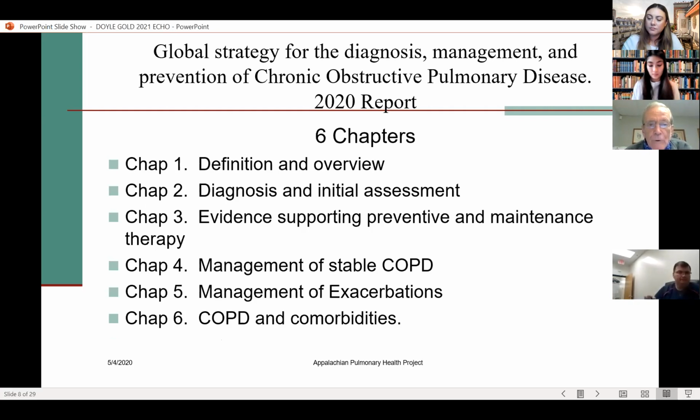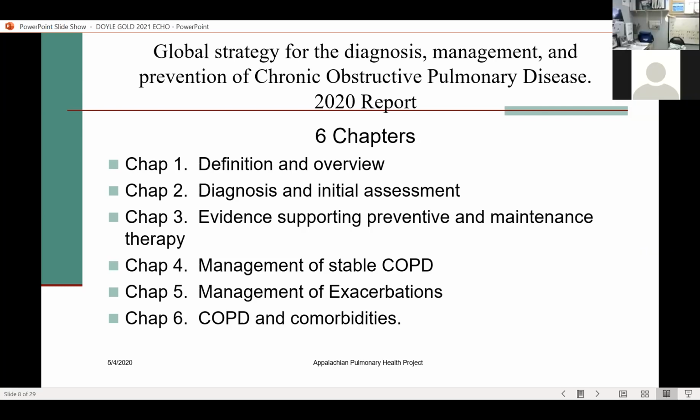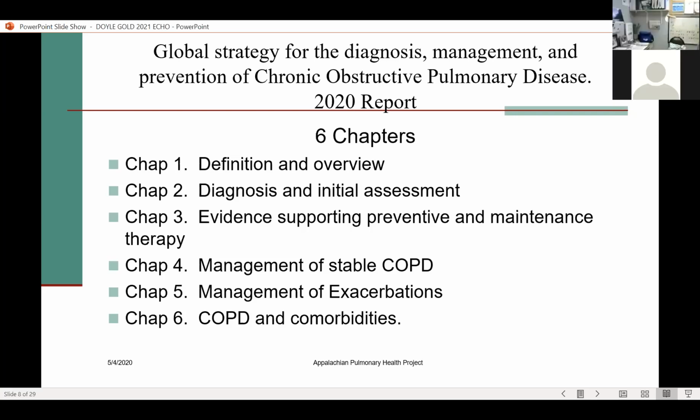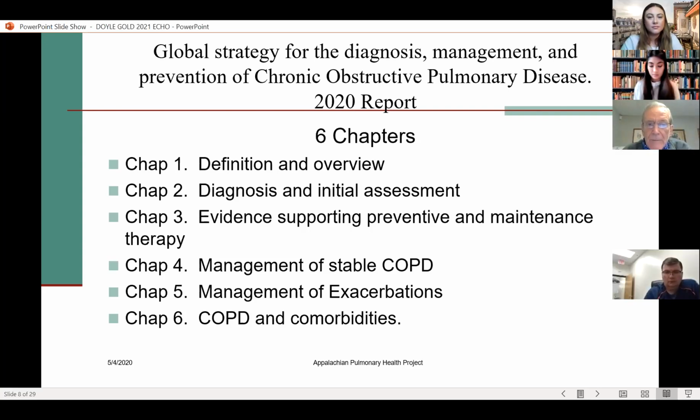So now here's the overview. This is the overview of last year's report, because it would look exactly the same this year, except a chapter 7 would have been added. So if you were going to write a book about how to take care of COPD, you'd have to think about how to divide it up and what would be your main sections. This is really important and almost worth memorizing: what are the 6 main chapters.